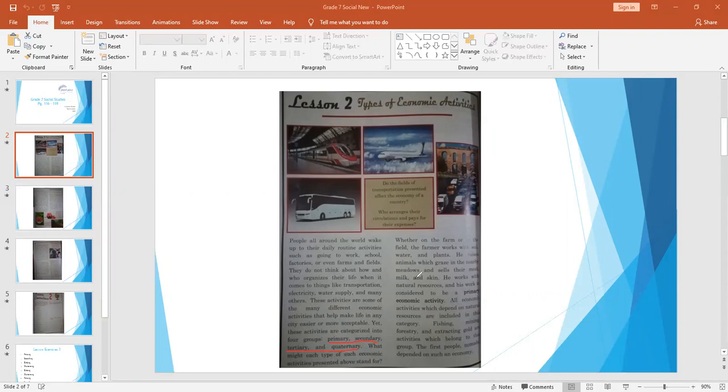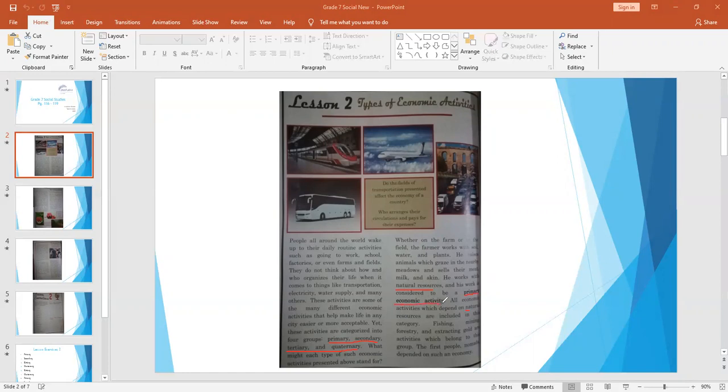And here it further goes on to read, whether on the farm or in the field, the farmer works with soil, water, and plants. He raises animals which graze in the nearby meadows and sells their meat, milk, and skin. He works with natural resources. Here's an important word for us to annotate. Natural resources. Want us to underline that, please? And his work is considered to be a primary economic activity. I want you to underline primary economic activity.